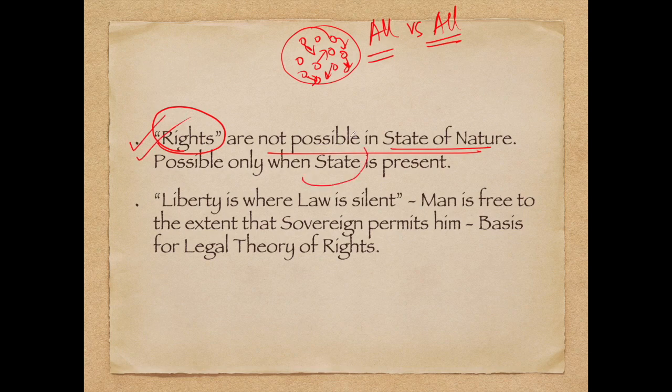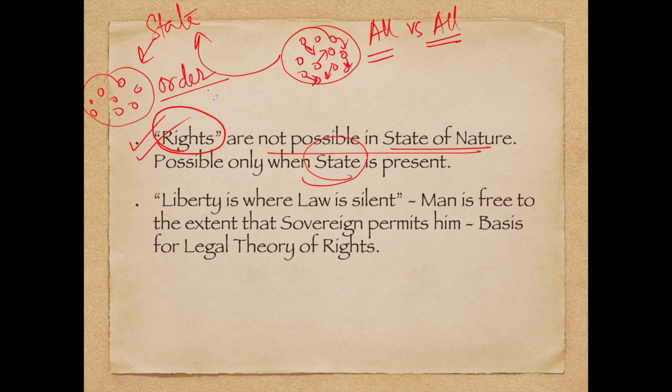Rights are possible only when the state is present. From this situation, you create a state, and the state creates some sort of order. It creates laws. If you do this, if you do that, you will be punished. That creates a sense of order. And when you create that sense of order, then you can guarantee rights to the individuals. If you follow the law, then the state will ensure that anyone who breaks the law is punished. So it's like an algorithm. You follow the law, you preserve the order, and you get the rights. Rights, law, order. It's like a cycle.